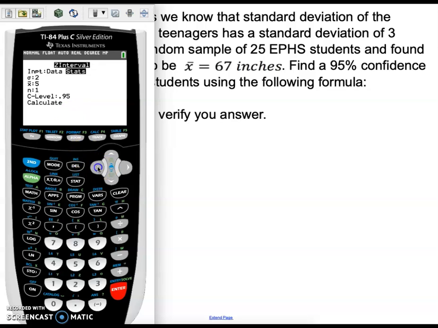We have stats and data. Here in this problem, they gave us the stats. The standard deviation was 3. X bar was 67. The size of our sample was 25. Our confidence level was 0.95. 95%. You must type it in as a decimal or it'll give you an error message. Hit calculate and notice you get exactly the answer we got by doing it by hand. So a good way to check your answer quickly.